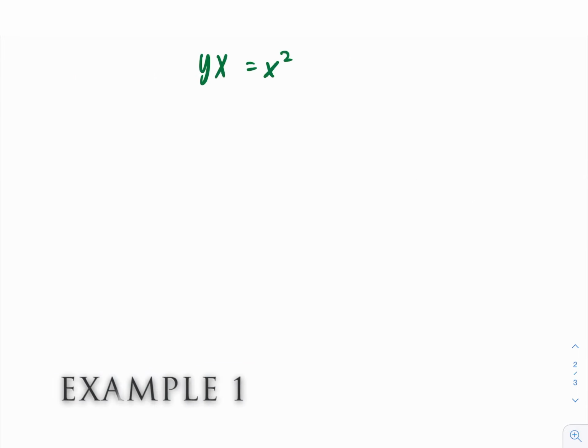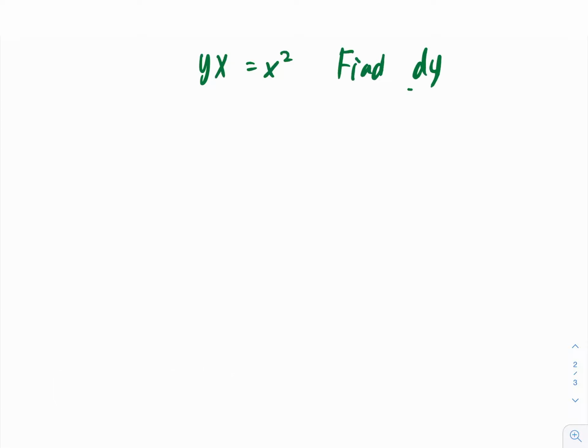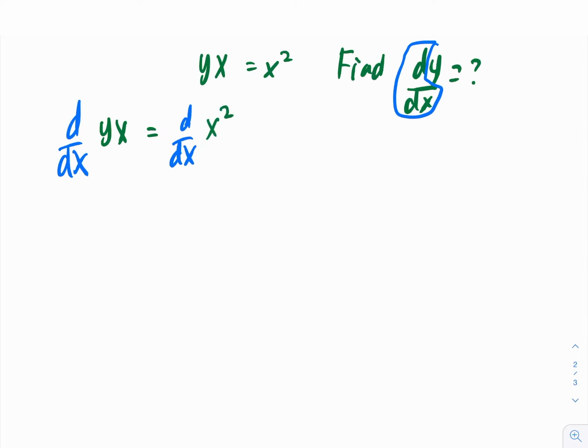Now let's look at 4 examples of implicit differentiation. Let's say we have yx equals x squared, and we want to find dy/dx. The first step, since we want to find dy/dx, is to differentiate both sides with respect to x. Now since we have y multiplied by x, we have 2 functions here, so we have to apply the product rule. From the product rule, y is our u and x is our v.